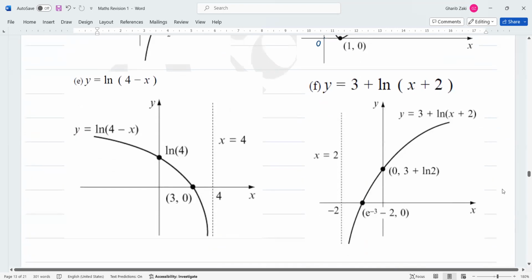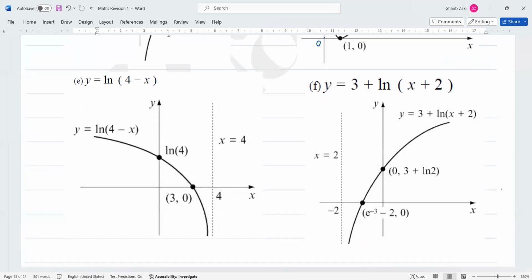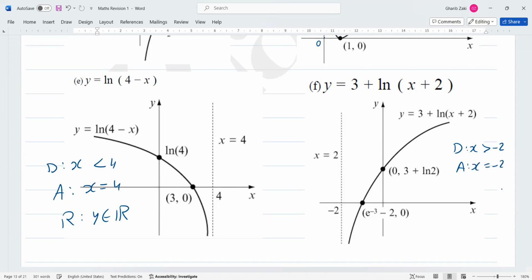Next, this is ln. So what is the domain? The domain is x less than 4. The asymptote is x equals 4. The range y belongs to R. Now also this ln. Then the domain is x greater than -2. The asymptote is x equals -2. And the range, of course, y belongs to R.